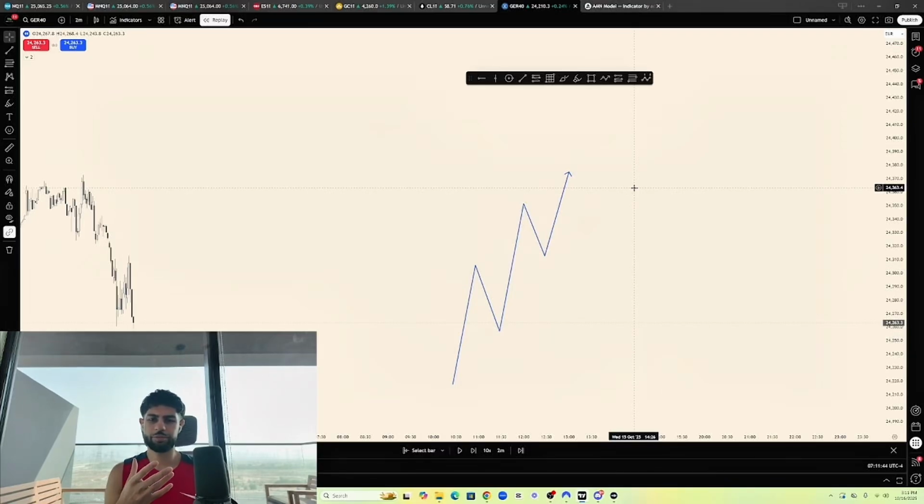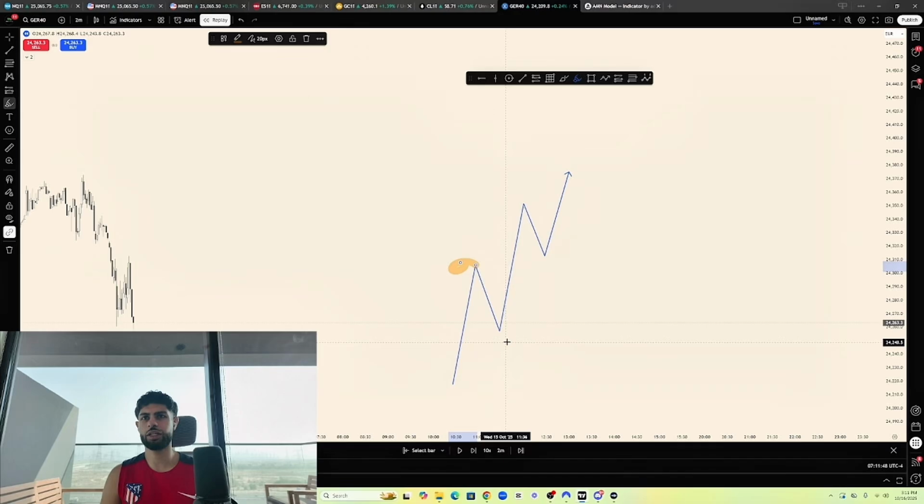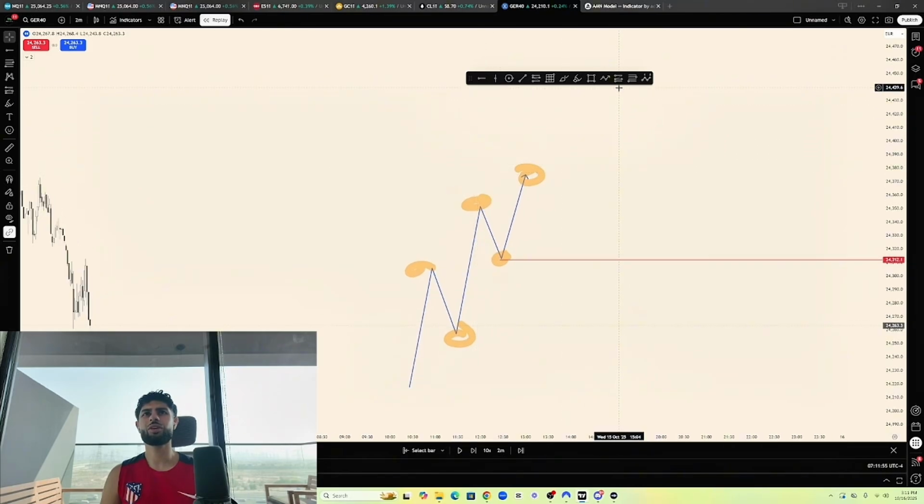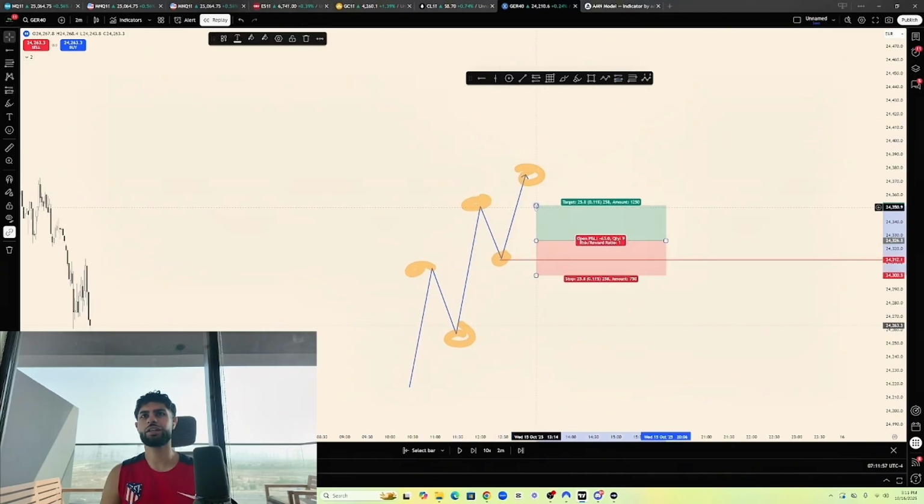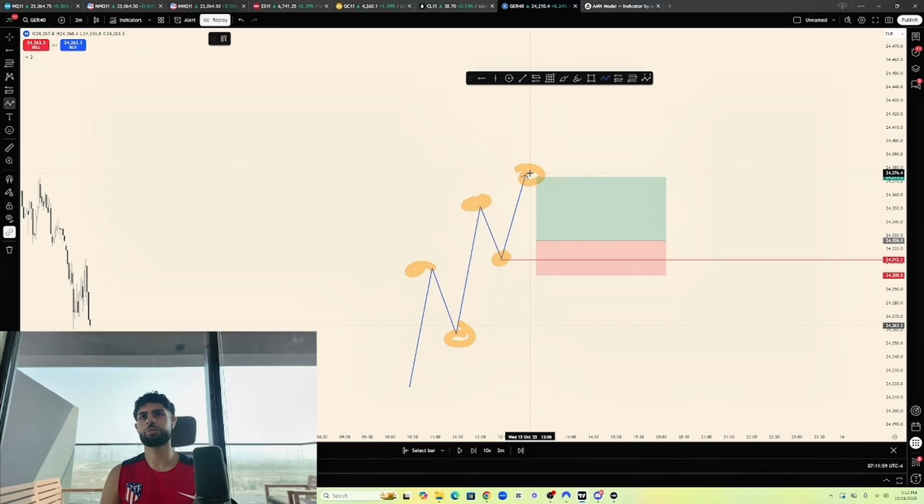Let me guess. You keep getting faked out, right? You keep drawing your structure as high, low, high, low, high. Okay. You then put your low here. You're looking for buys. You're getting excited. Boom. What happens? Price stops you out.